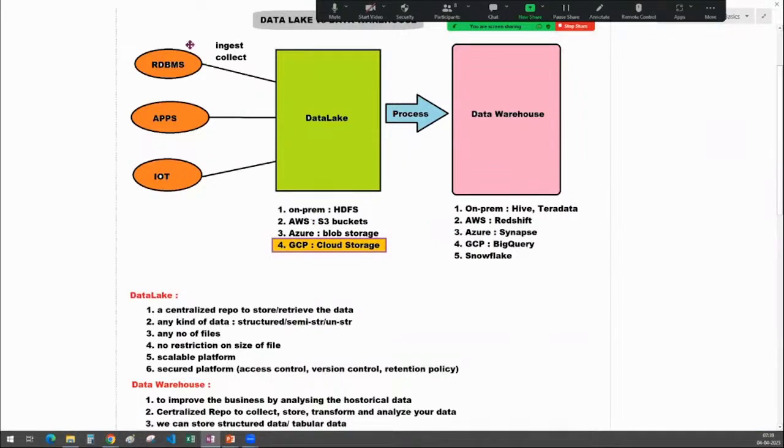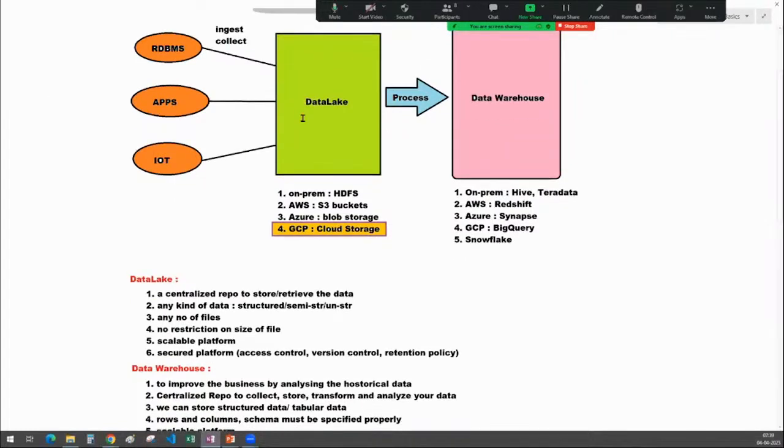Usually you get data from multiple data sources. So a data lake should be able to store any amount of data that is coming from multiple data sources, and it should not restrict any data format. It should allow any data format to be stored, any amount of data to be stored, and it should be a scalable platform and also a secured platform. So that is what a data lake is.